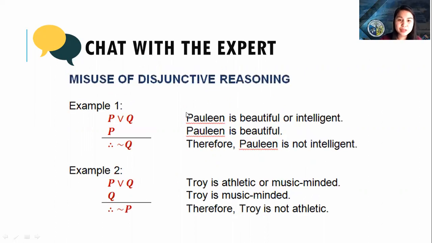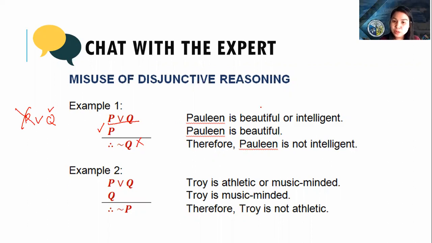The next one, misuse of disjunctive reasoning. Remember, P or Q, but it is P. Therefore, it's not Q. No, that's not okay. Because you see, remember in or, if one is present, the other can be present or absent, right? What's the valid of this? P or Q. If it's not P, then it's Q. That's the valid. But look at this one.